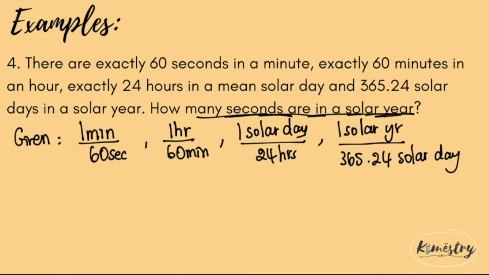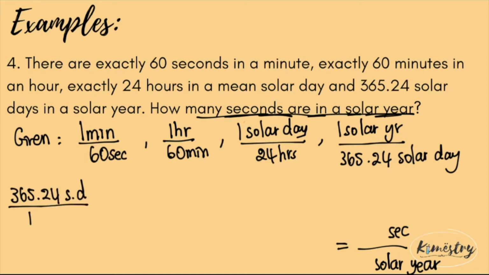That means our unit at the end will be seconds per solar year. If you read it again carefully, we know that there are 365.24 solar days in a solar year. So I can start with that. 365.24 solar days, I'm going to abbreviate it, per 1 solar year. Now, because I want my solar year as my final unit, that means I'm not going to cancel this out. It's going to stay at the bottom. I'm going to just cancel out the solar day.